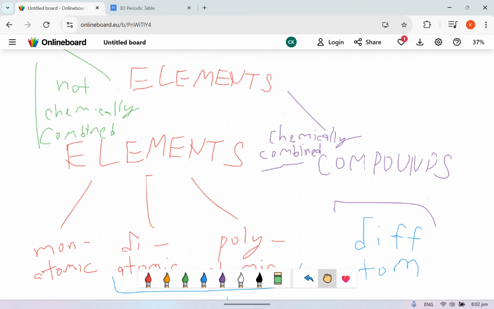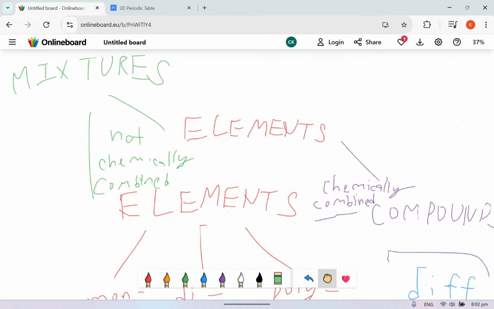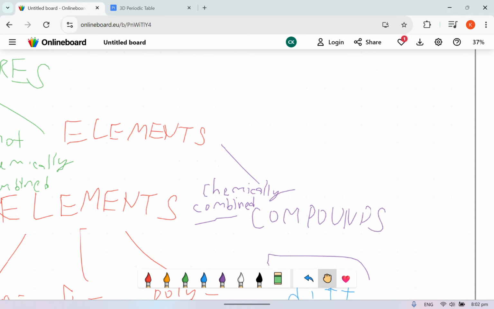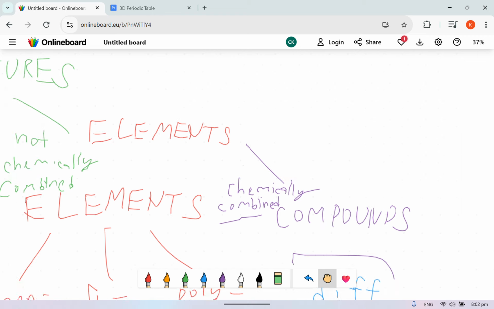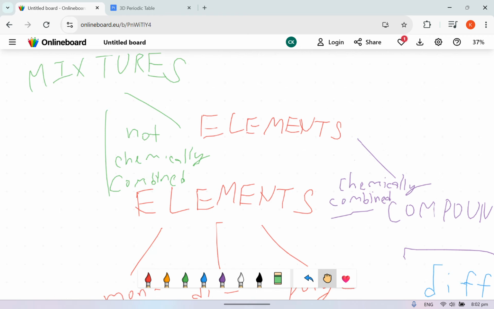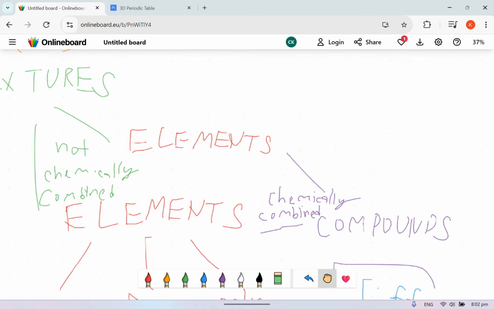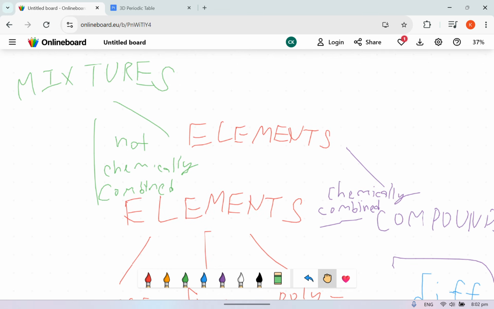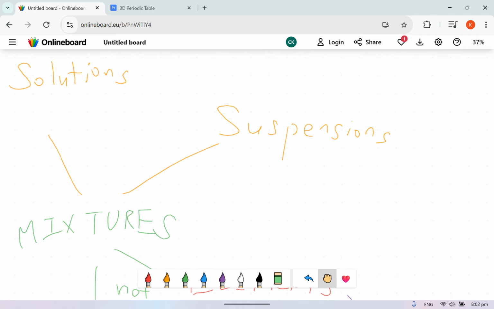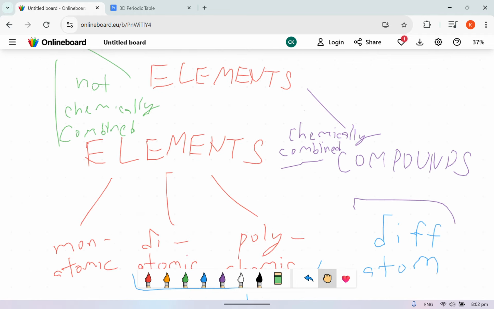But what if they are not chemically combined together? Then you get mixtures, okay? So if it's chemically combined together, you get compounds. If it's not chemically combined together, you get mixtures. So that's basically it. Mixtures we will elaborate more on soon. Solutions and suspensions we will learn, and separation techniques we will also learn. But basically, this is the important part. Don't look up, okay? The thing on top is future stuff. Basically, all these are very important.